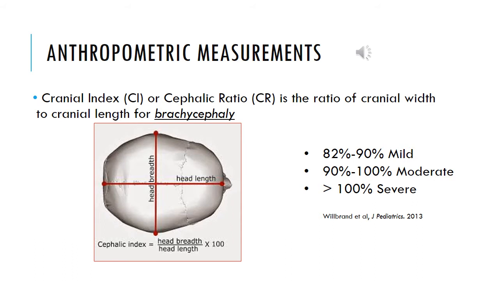So you can see the scale over there to the right, and these values will vary based on which body of evidence you read. But generally speaking, a mild brachycephaly is anywhere from 82 to 90%. Between 90 and 100 is more of a moderate, and anything above 100 would be a severe brachycephaly. So you can envision that when the length of the head is equal to the width of the head, that would be a large surface area on the posterior aspect of that head and be considered a severe brachycephaly.